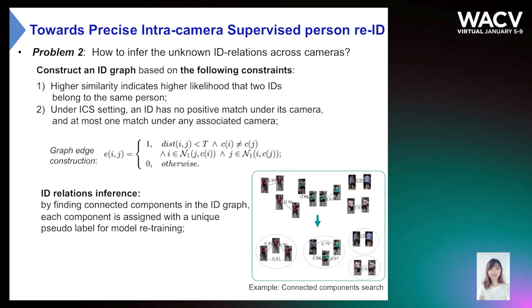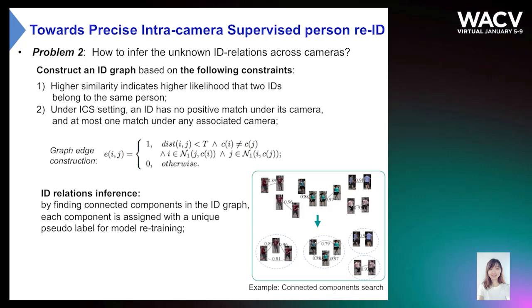Therefore, we construct an ID graph and choose graph edges that satisfy the following two constraints. First, a higher similarity usually indicates a higher likelihood that two intra-camera IDs belong to the same person. And second, each ID has no positive match on its own camera, and at most one positive ID matched on any associated camera. We set a decent threshold and construct graph edges that satisfy multiple constraints, which are assumed to be reliable. Then we search for connected components in the graph and assign each component a unique label for model retraining.